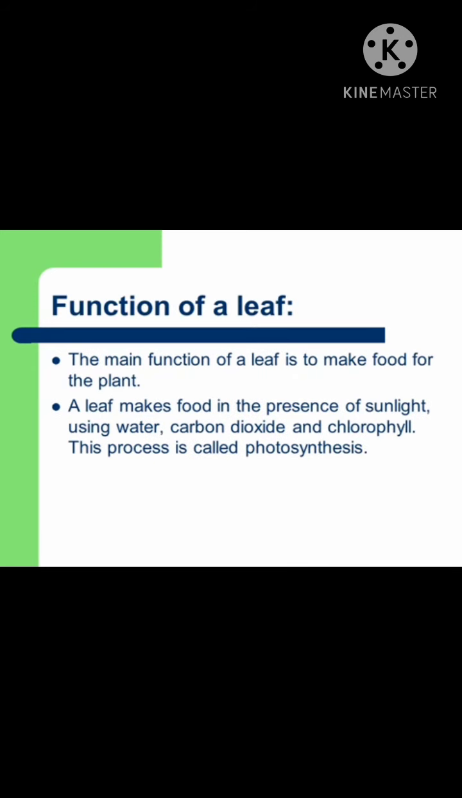What are the functions of a leaf? Why is a leaf useful for the plant? Why is it important? The main function of a leaf is to make food for the plant. A leaf makes food in the presence of sunlight using water, carbon dioxide and chlorophyll. This process is called photosynthesis. So we can say that leaf is the kitchen of the plant. It prepares its food with the help of sunlight, water, carbon dioxide and chlorophyll.